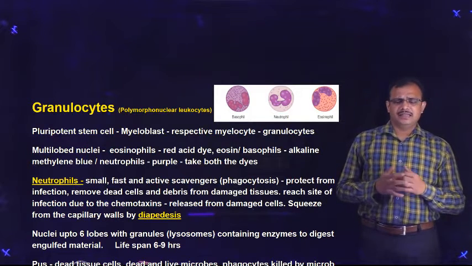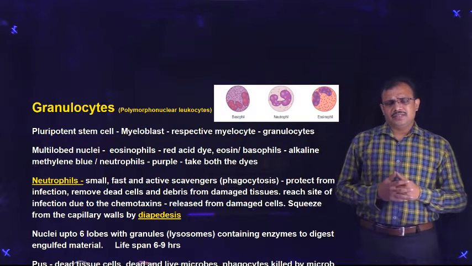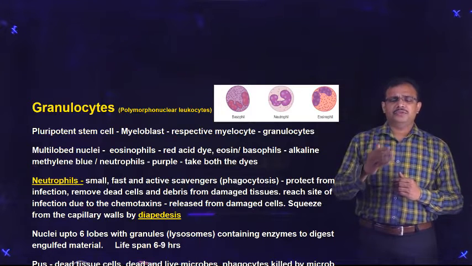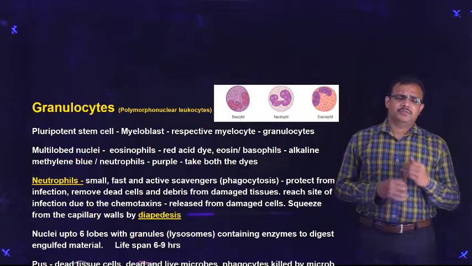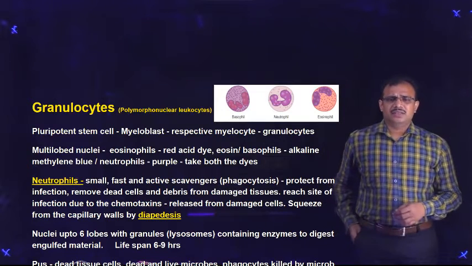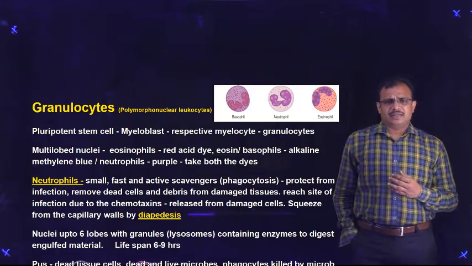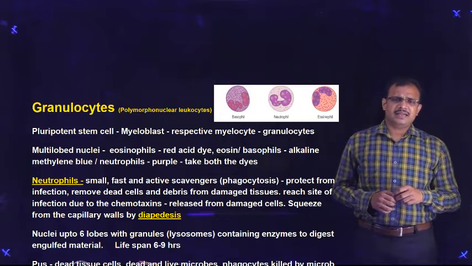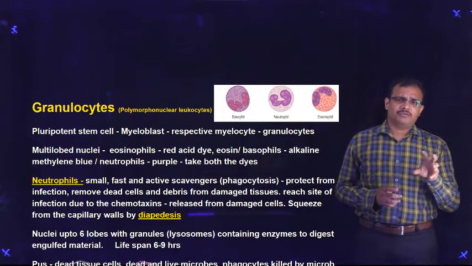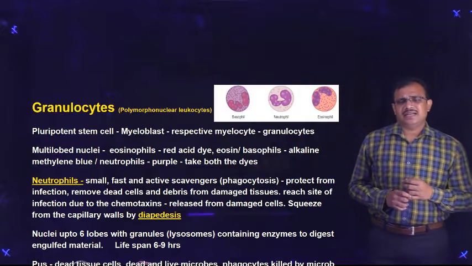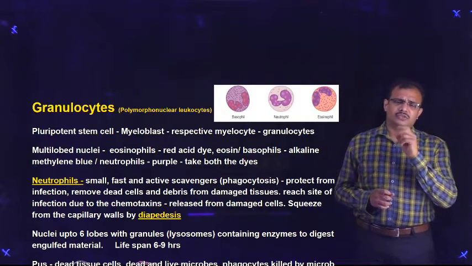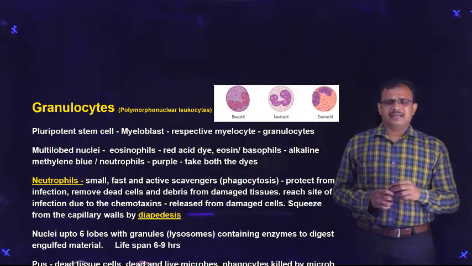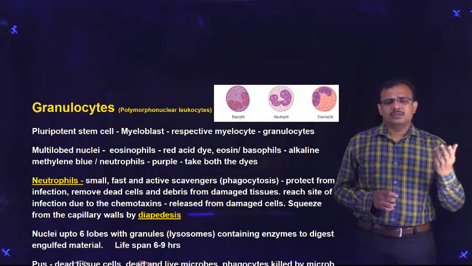Now let's see them in detail. The granulocytes. Granulocytes are also called polymorphonuclear leukocytes. Polymorphonuclear in the sense their nucleus will have different shapes, and hence it is called polymorphonuclear leukocytes. Unlike the other cells which have a round nucleus, the nucleus of these granulocytes is lobed. It has from 2 lobes, 3 lobes, 4 lobes up to 6 lobes.